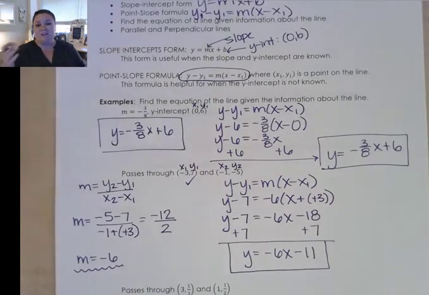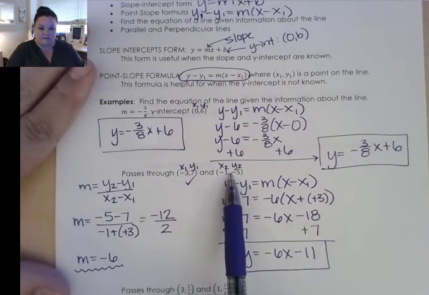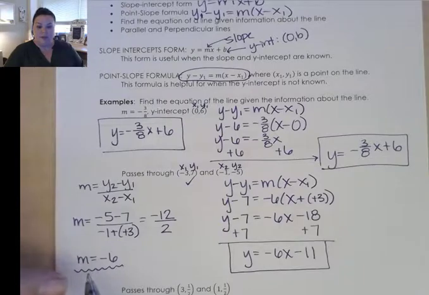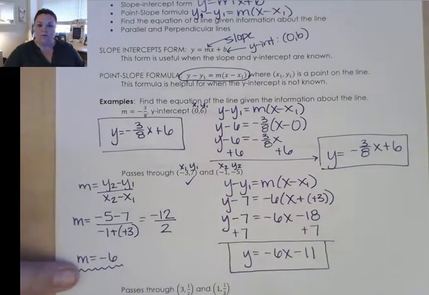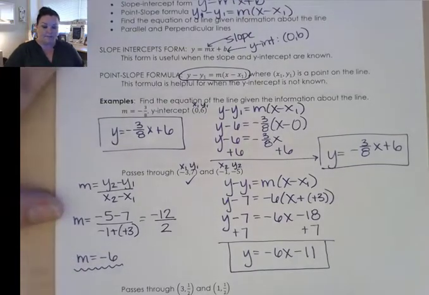Okay. So here the slope wasn't given to us. The only new step is that we had to use 2 points to first find the slope, and then we could use the slope and one of the given points in our point slope formula. Okay, let's look at another one.